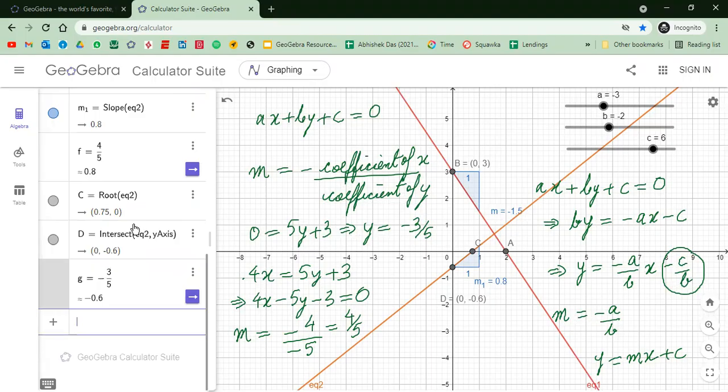So this was all about the general form of linear equation and how to calculate the slope and the y-intercept from it.